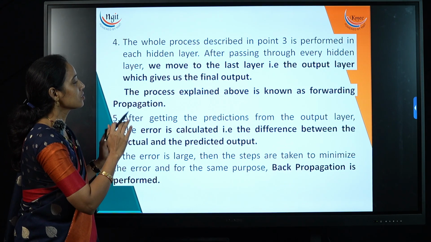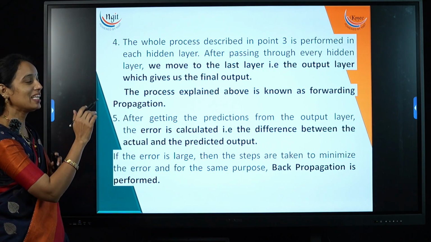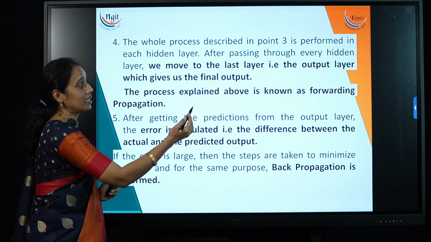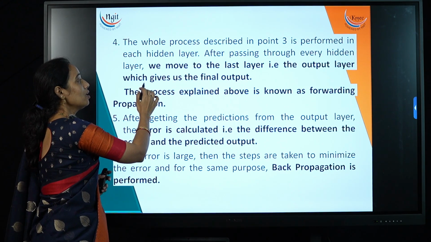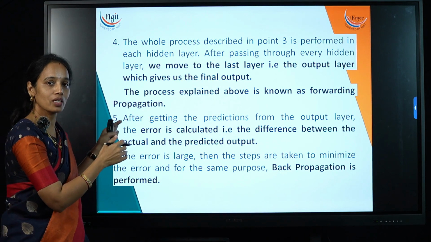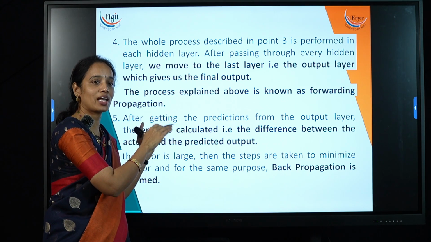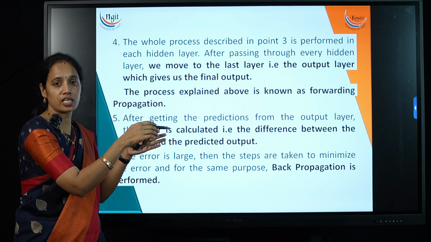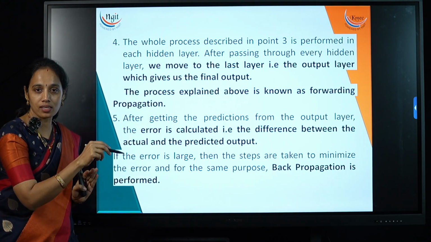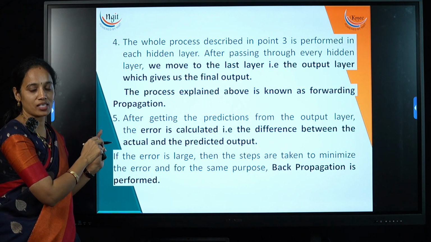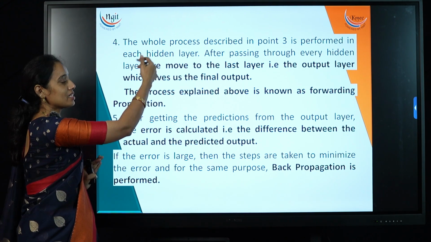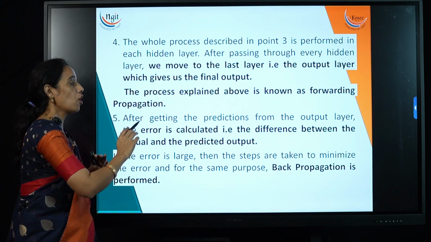So the whole process described earlier is performed in each hidden layer, and after passing through every hidden layer, we move to the last layer, which we call the output layer, which gives us the final output. The process I explained: Z equals the sum of each input multiplied by its associated weight, and at last we add a bias term, that is the summation function, and then we apply the activation function. The whole process explained above is called forward propagation.